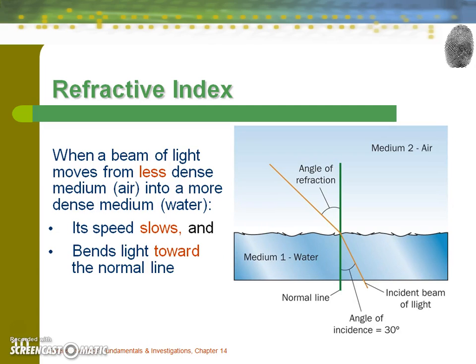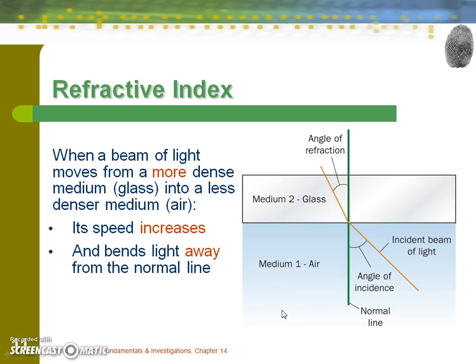So this is another way of looking at refractive index. Basically, the beam of light is going to be slowed down as it moves through something that is more dense. For example, if it's moving through air and then it enters into water, then it's going to move toward the normal line. Contrastingly, if that light is moving through glass, something of higher density, and then begins moving into something of a lower density like air, then that incident beam is going to move away from the normal line.